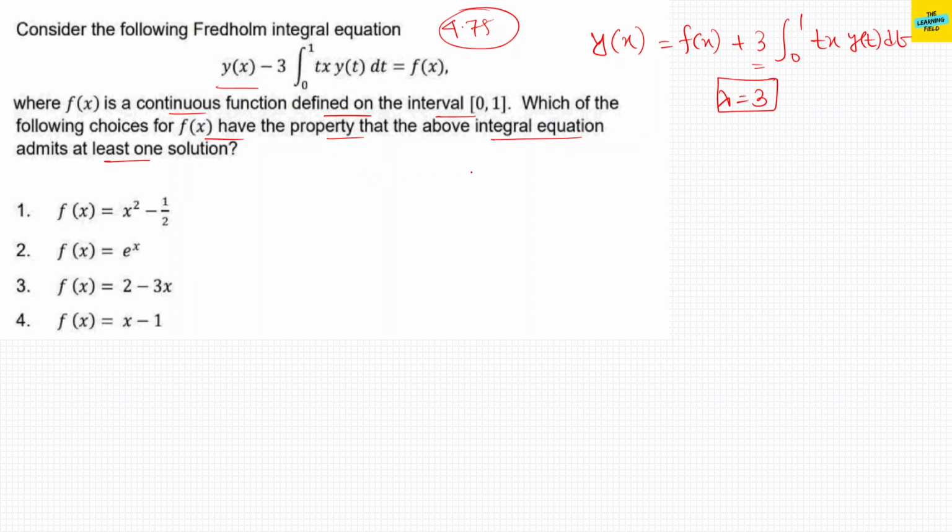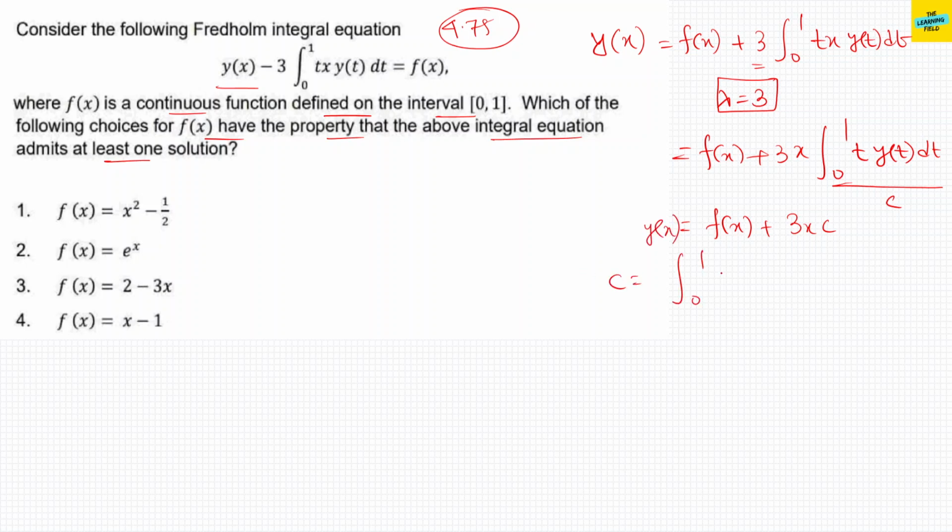Now if we want to proceed with the solution procedure, we write y(x) = f(x) + 3x ∫₀¹ y(t) dt. If we take this integral as c, then y(x) = f(x) + 3xc, where c = ∫₀¹ y(t) dt. Now from here, y(t) = f(t) + 3tc.